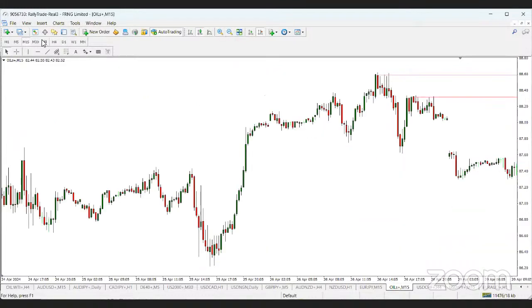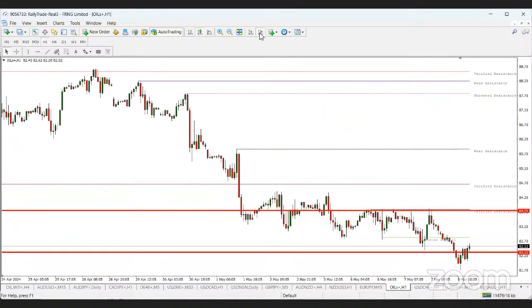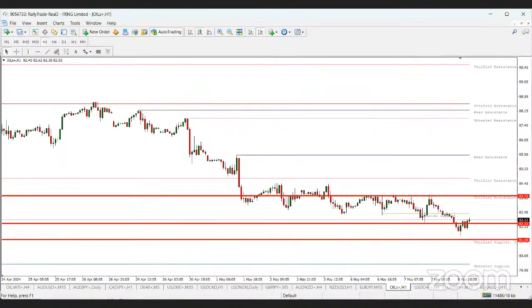So oil, this is 15 minutes though. Let me go to 1 hour. 1 hour time frame. You can see the bearish trend on oil. You can see how it has really sold. Right now, what oil has done, if it's going to continue this trend, which I think it will, let's look at it on daily time frame.